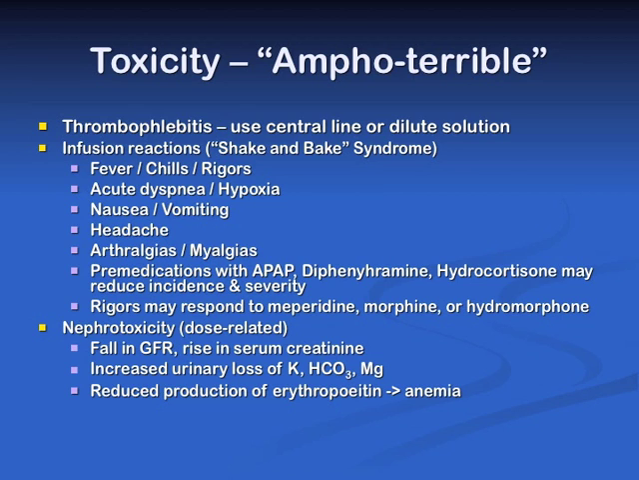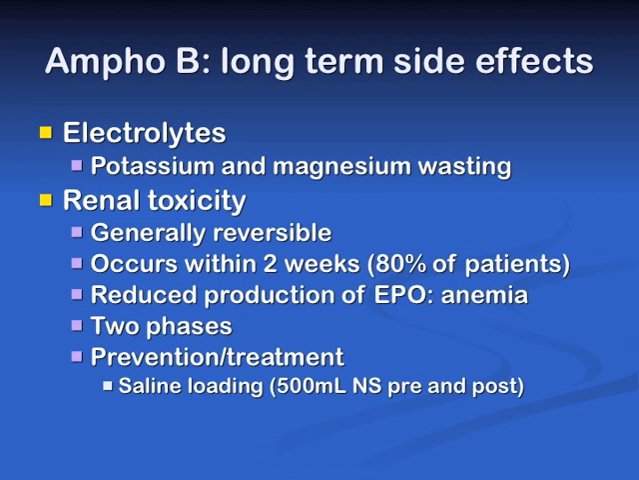Now, the other concern, of course, is nephrotoxicity, right? With a dose and duration related risk for nephrotoxicity. In terms of a fall in GFR, rise in serum creatinine, also increased urinary loss of potassium, bicarbonate, magnesium is not to be underestimated and needs to be monitored very closely. And you have reduced production of erythropoietin over time. This can lead to a chronic anemia while you're on amphotericin.